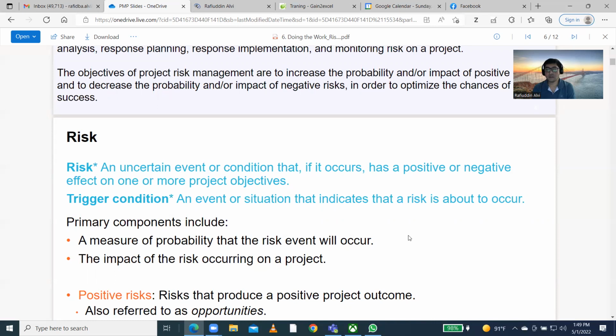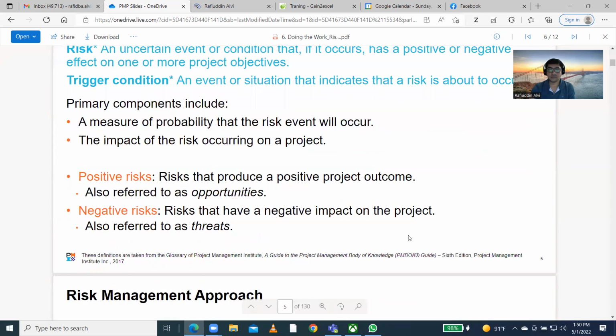Primary components of risk. The primary components include a measure of the probability that the risk event will occur, and the impact of the risk occurring on the project. So you have probability and impact. These are the two primary components of risk.